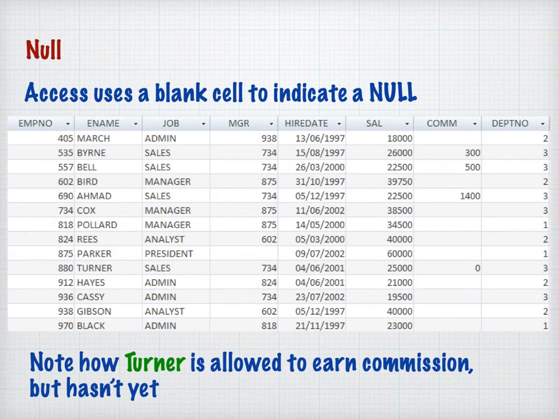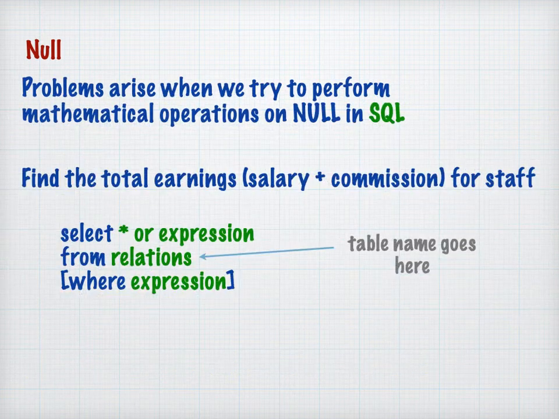So if we look at this table, for example, you can see that Turner has a 0 here, and that's kind of suggestive that Turner is allowed to earn commission. It's just that Turner hasn't actually earned any commission yet, whereas the other cells, which are blank, basically are saying those people are not allowed to earn commission. So you can see all those blanks in there. Now, the reason that I'm talking about this today is that problems come about when you try and do operations over null. So mathematical operations, for example.